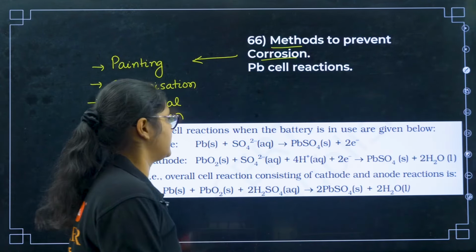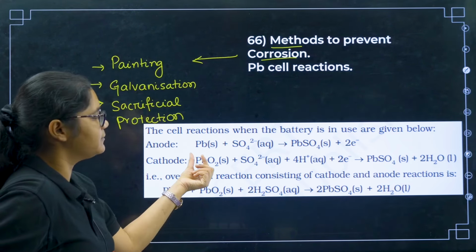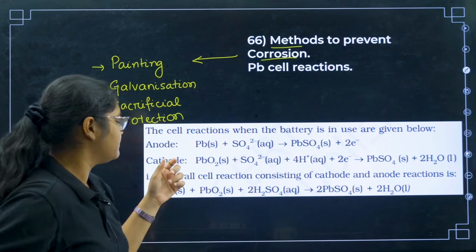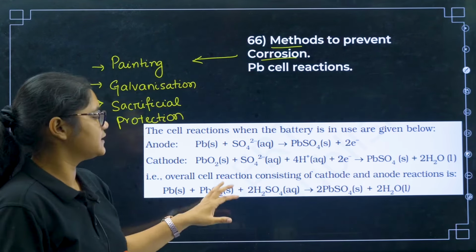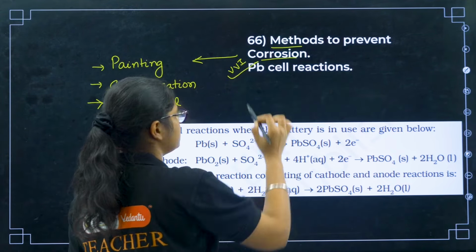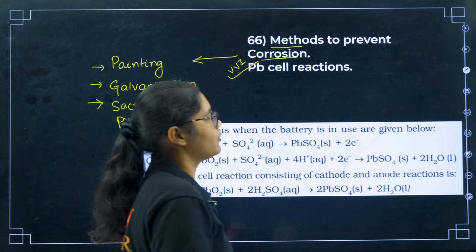So what is there in the lead cell reaction? Here you can see lead, that is Pb, is undergoing oxidation to give you PbSO4, and PbO2 is undergoing reduction to give you PbSO4. This lead cell reaction is also very important, so please remember this one. Tricell is not that important, but yes, lead cell is very important.